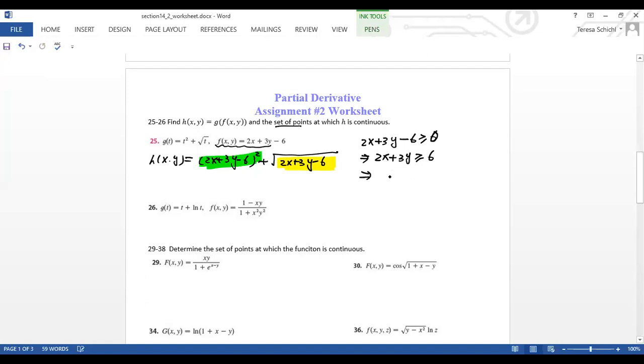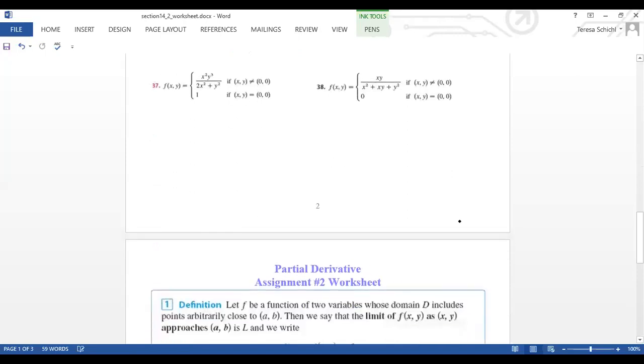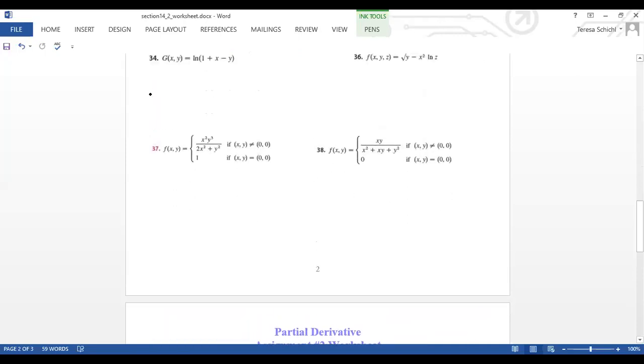If you change it to slope-intercept form, you will say y is greater than or equal to negative 2/3 x plus 2, right? Because this is the domain, I know this function is going to be continuous on all (x, y) given that y is greater than or equal to negative 2/3 x plus 2. All right, okay, so now I will do one more. This one is number 37. So let's take a look.